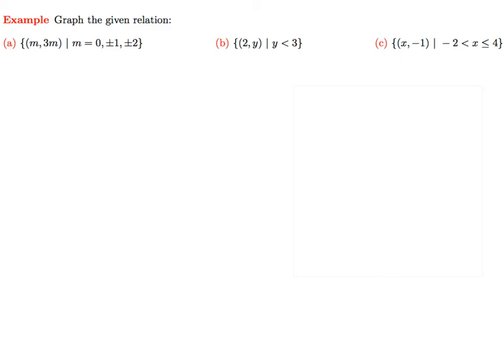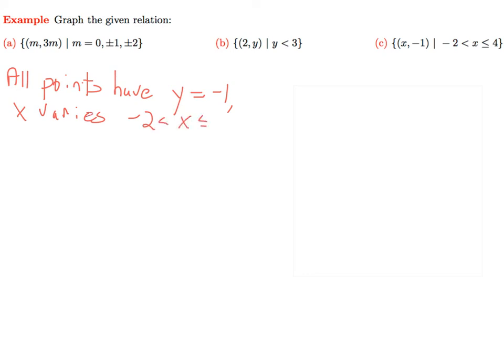And here we could just make the following observation that in this case, all of the points that satisfy this relation are going to have the same y value. Okay, and x is going to vary from minus 2, excluding minus 2, up to and including 4.